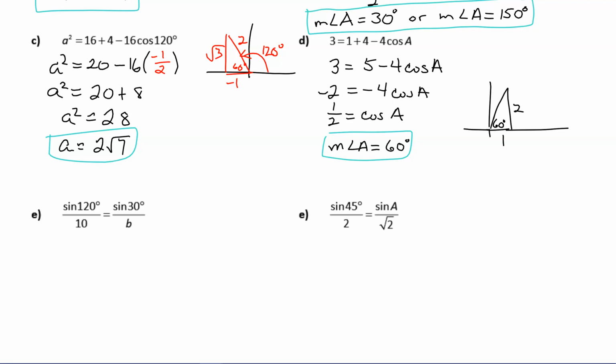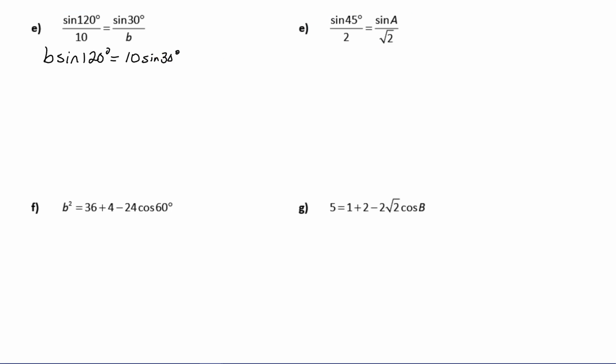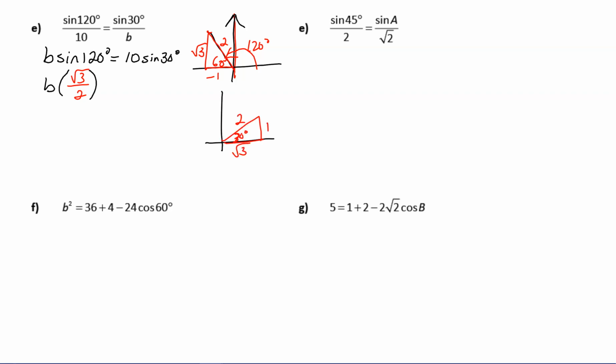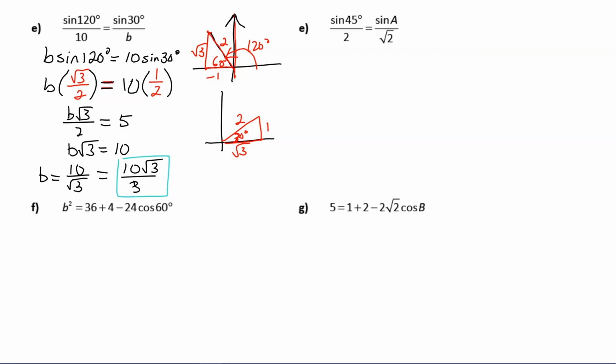All right, let's try E. So let's cross multiply first, and a 120-degree angle gives us a 60-degree reference in quadrant 2, giving a sine value of square root of 3 over 2, and 30 degrees is a quadrant 1 angle, giving us sine of 30 is 1/2. Simplifying both sides of the equation, and multiplying by 2, and finally dividing by the square root of 3, and rationalizing, we'll get b equals 10 root 3 over 3.